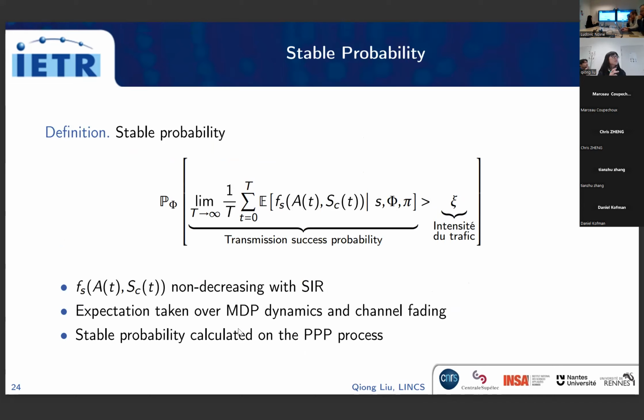On the other hand, we studied the stable property in this framework. The stable property is defined as the transmit success probability being larger than the traffic intensity. Here, FS is the transmit success probability, which depends on the transmission policy and the channel state. This is non-decreasing with the SNR level. Here, the expectation is taken over the MDP dynamics and the channel fading. The stable probability is calculated over the PPP processes.